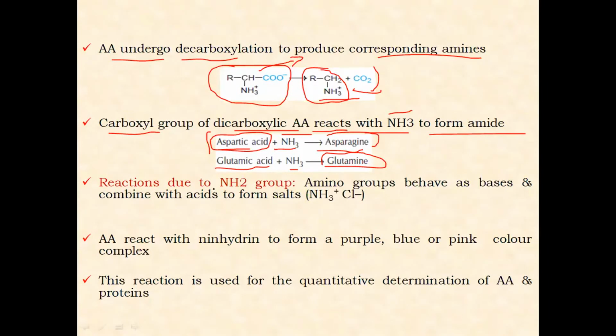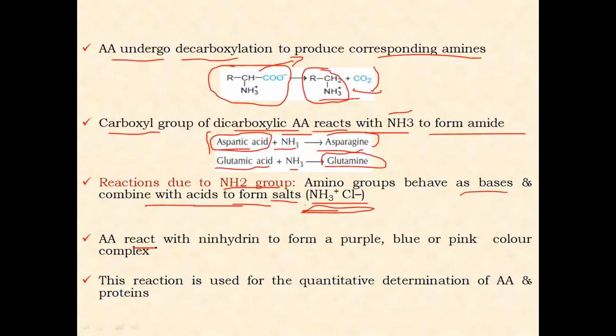Next is the reaction due to the amino group. The amino group behaves as a base and combines with acid to form salts. So we discussed that the amino group behaves as a base and the carboxylic group behaves as an acid. So the amino group combines with acid and forms salts.